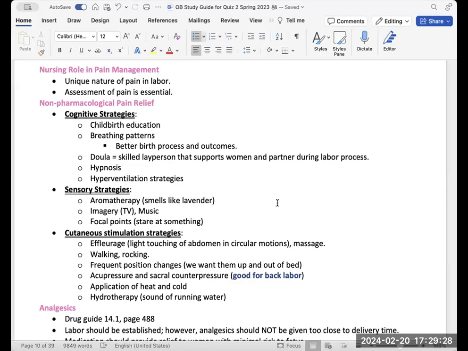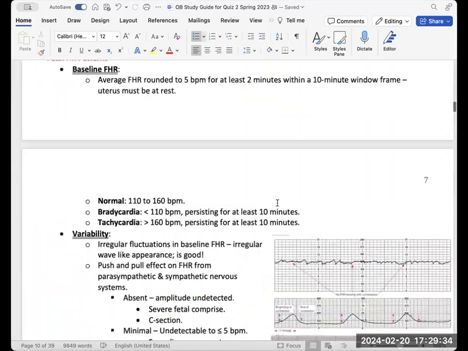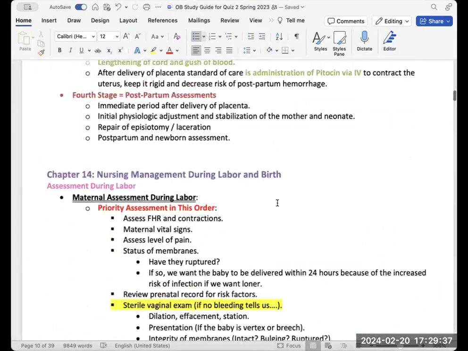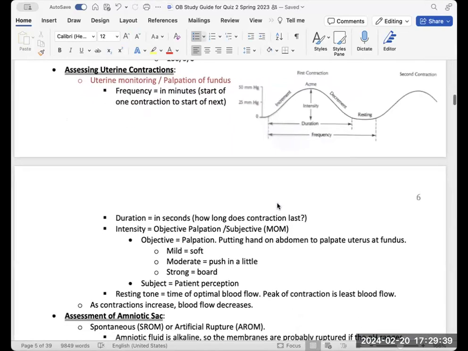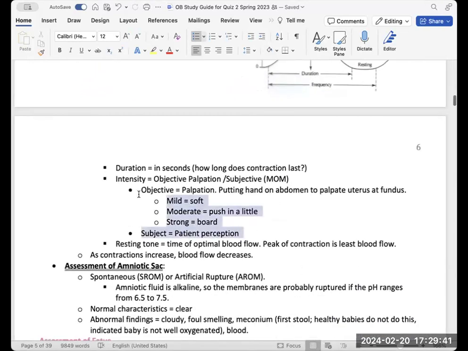Right, okay. And then for intensity, we just look at the peak of the contraction, and whatever number is closest to that, that's the one we use? Intensity? Yeah, or will she never ask about intensity? Intensity is more or less either objective or subjective. So objective is that palpation. If it feels soft, it's a mild intensity. If you can push in a little bit, then we're talking about moderate. If it feels like a board, then we're talking about strong.